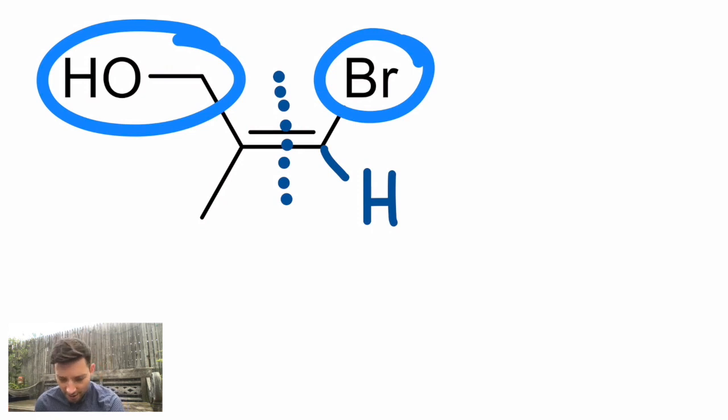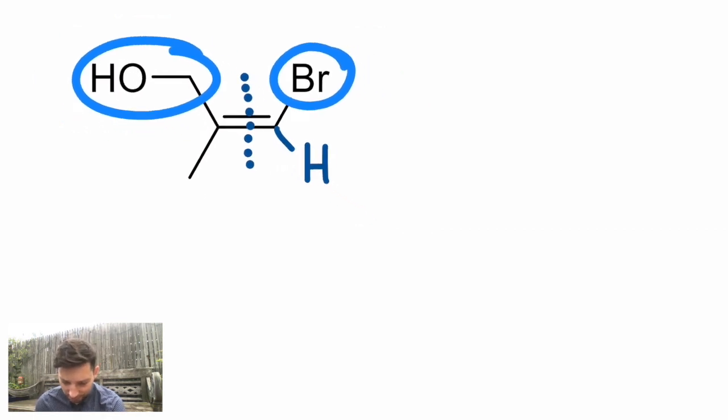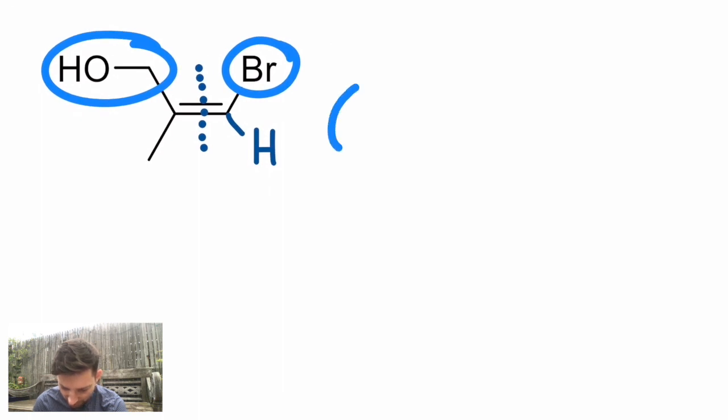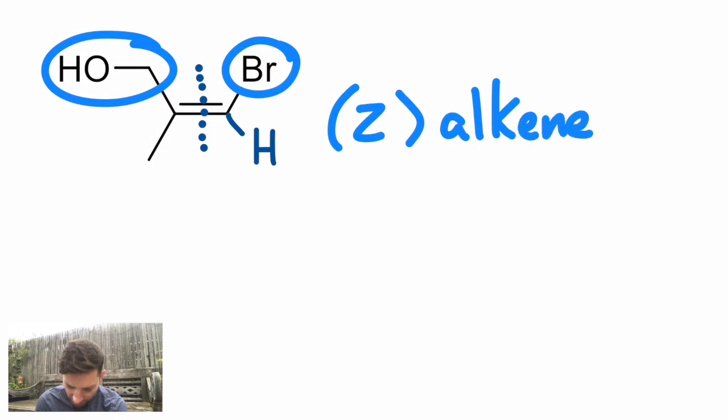They are together. So we use the German word for together, meaning zusammen, and we abbreviate this as a Z alkene, because they're on the same side.